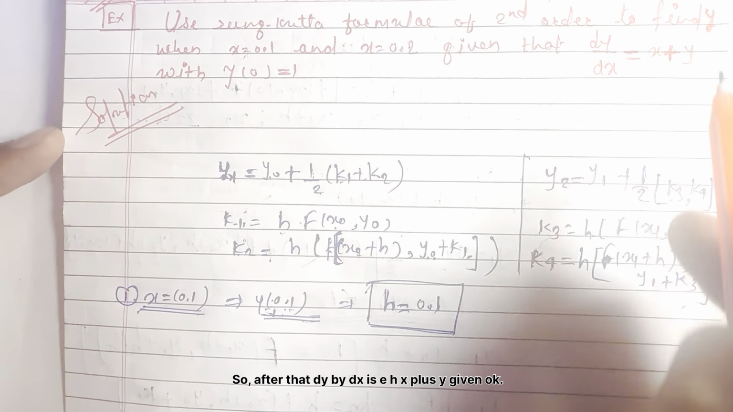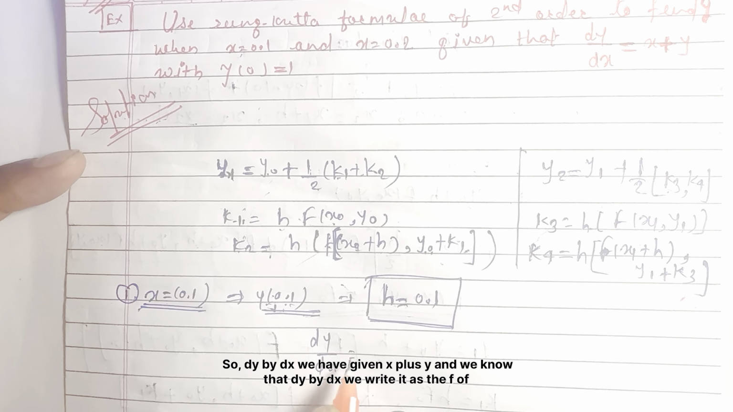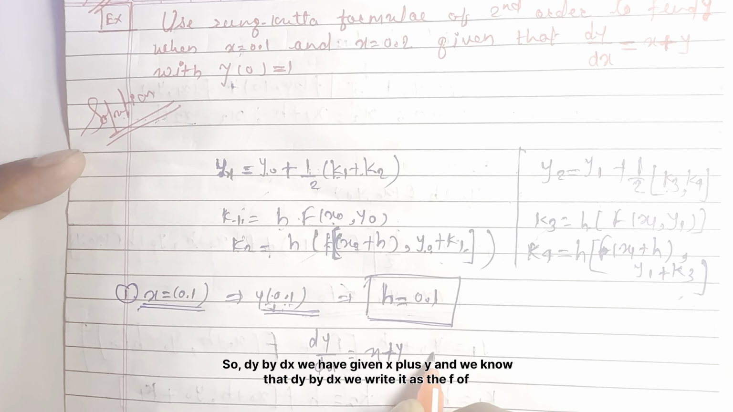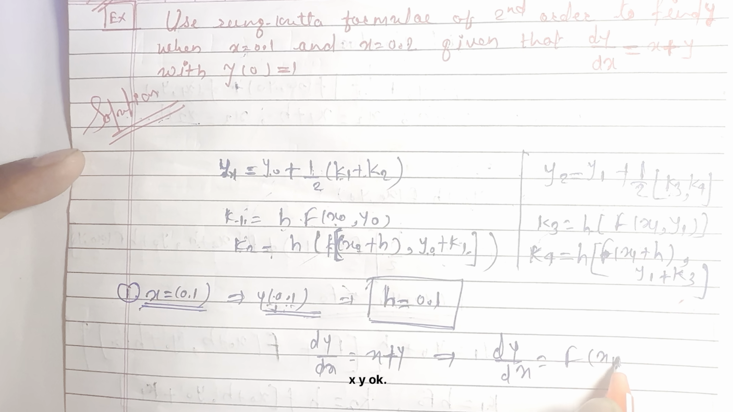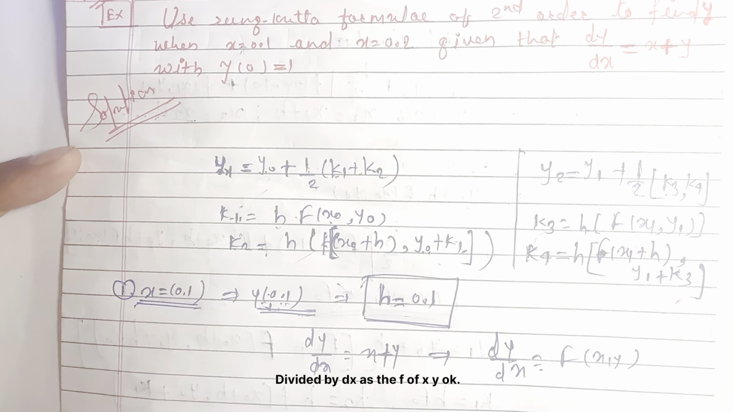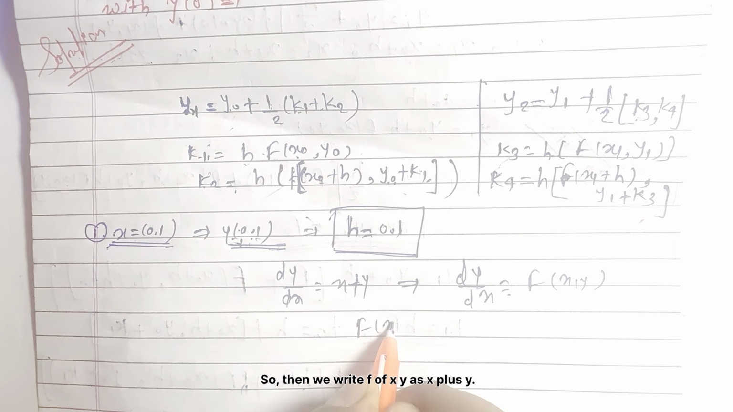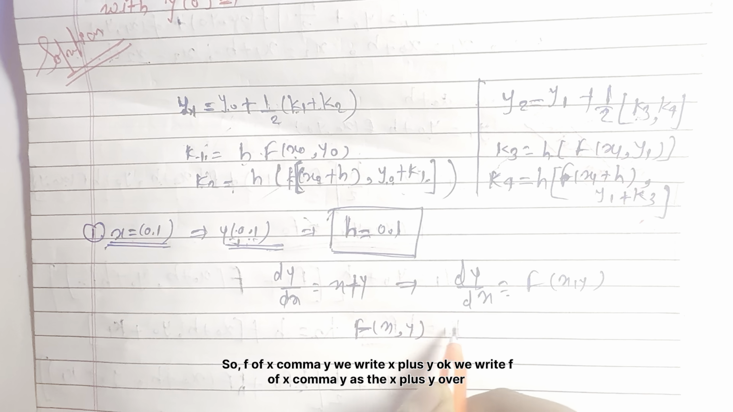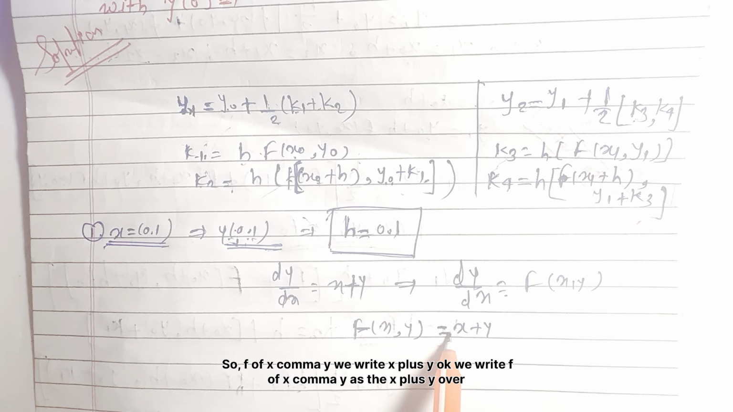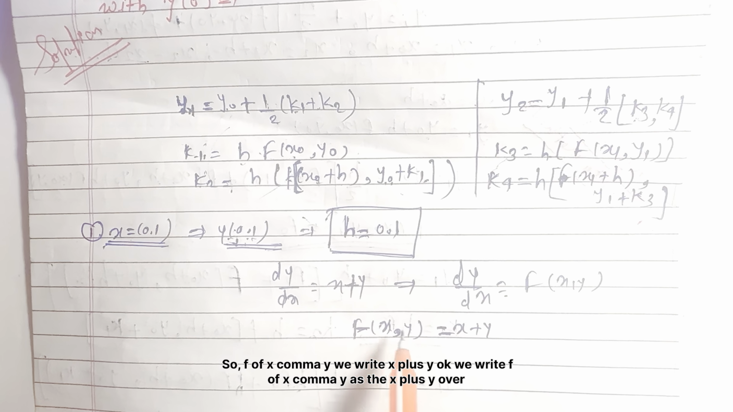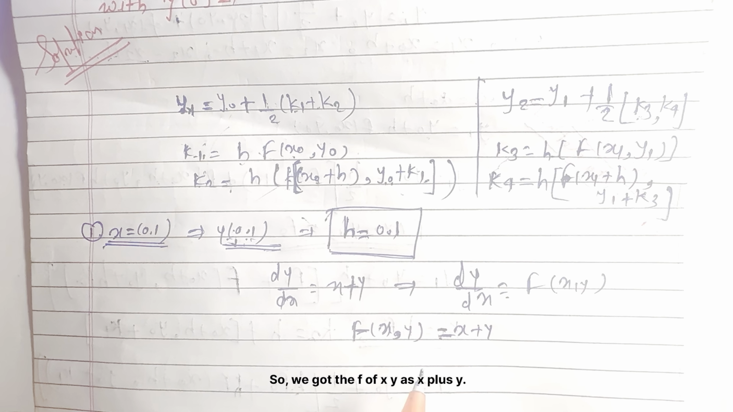After that, dy by dx is given as x plus y, and we know that dy by dx we write as f of x y. Then we write f of x comma y as x plus y over here. So we got f of x y as x plus y.